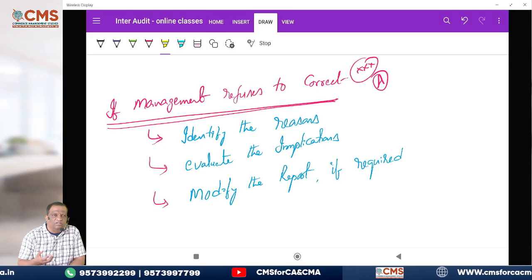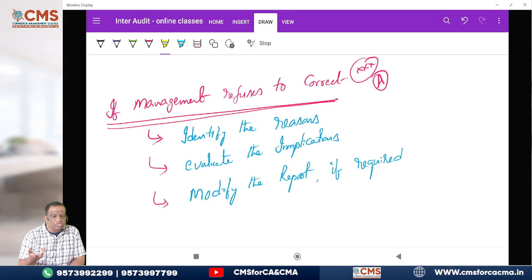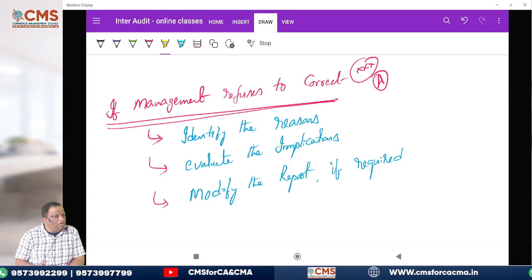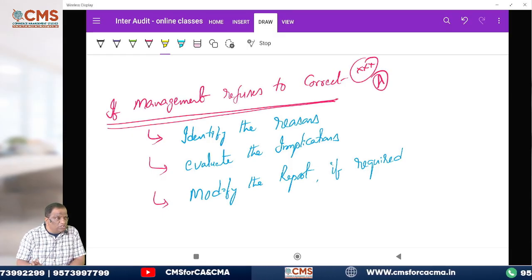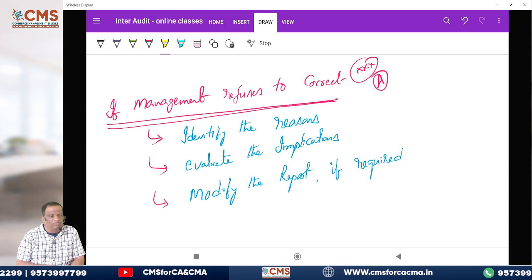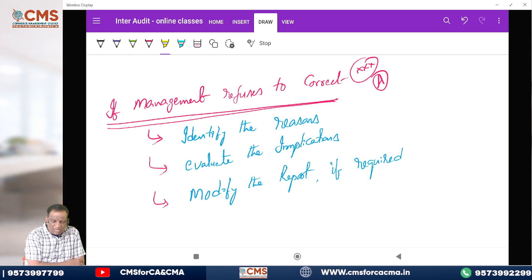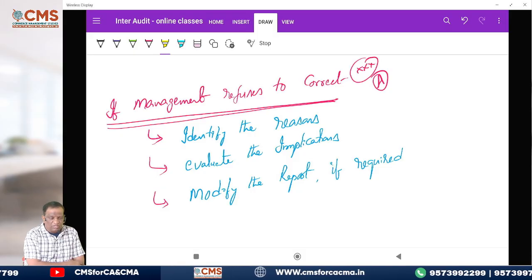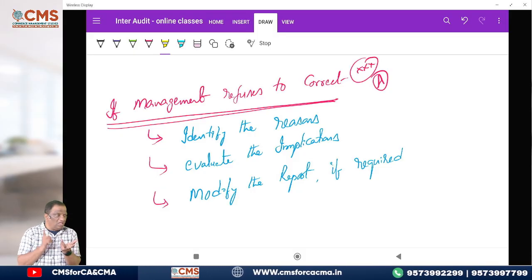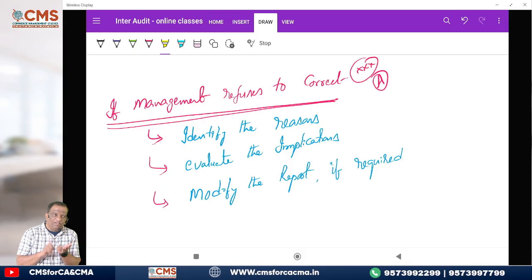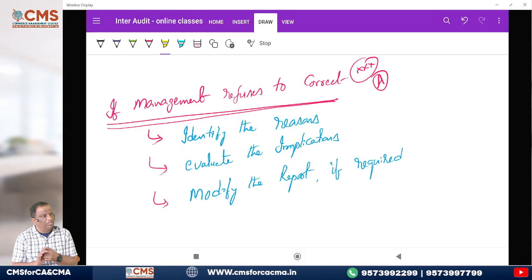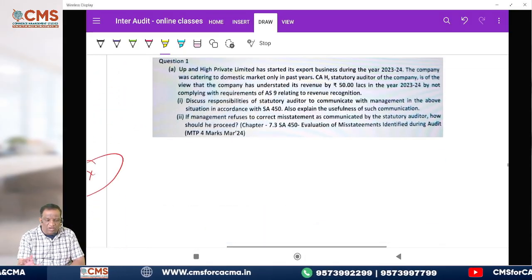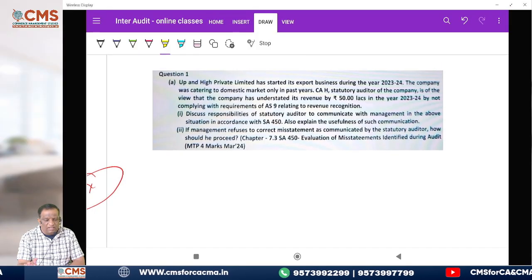If you are not convinced by the reasons, then what is its impact on my report? Because as an auditor, you are concerned only with the financials. So what is its implication? If the implication is negligible, forget about it. But if the implication is large or huge, then you modify the report. So cut it short: what should an auditor do if the management refuses to correct? Three things: identify the reasons, evaluate the implications, and modify the report. That's all. If you are good with these points, you can answer any question out of this.